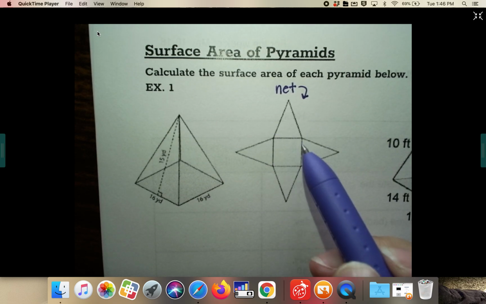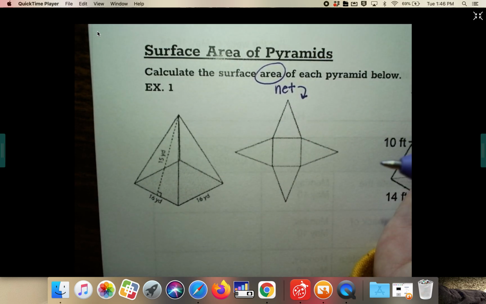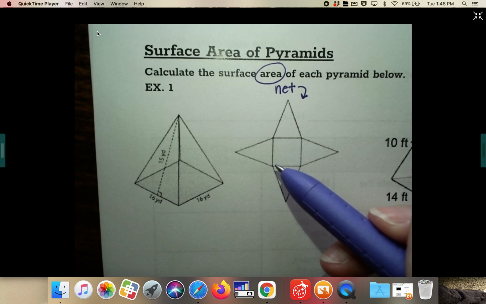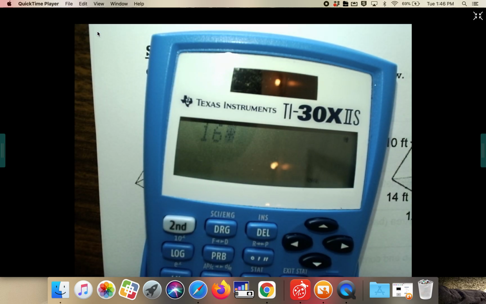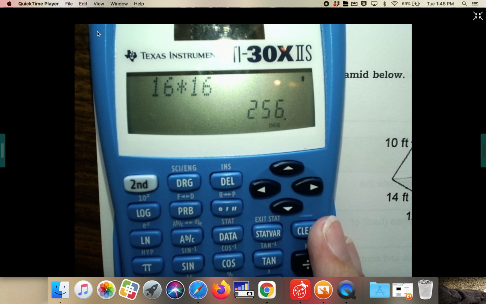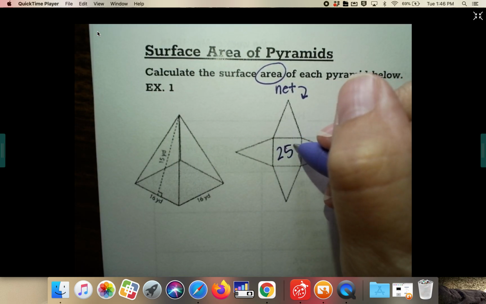So what we had said is that the base is a square. This is a 16 by 16 square. If we're finding surface area, the area of a square is length times width. So we're going to take 16 times 16. In your calculator, you do 16 times 16, and you get 256. So this area is 256.